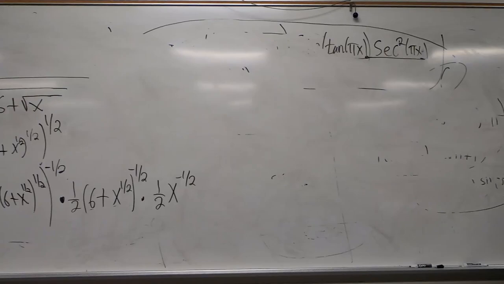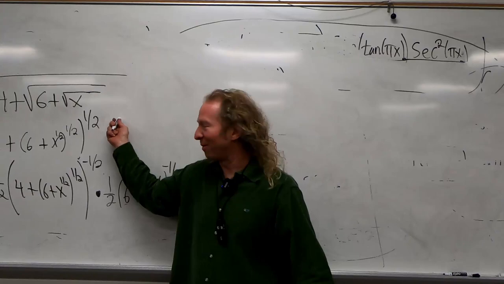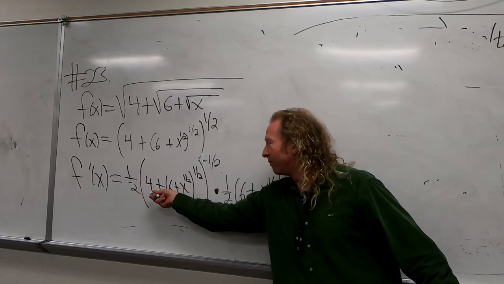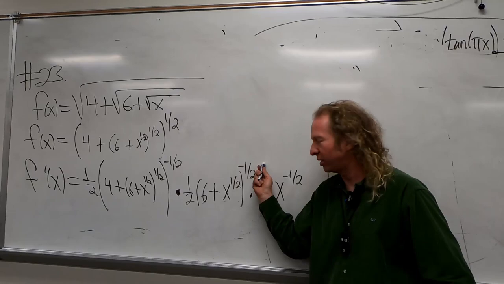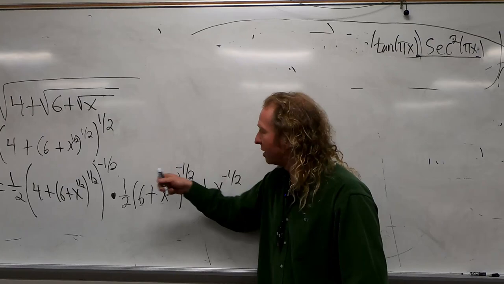Okay, so we have this to the 1/2. Put the 1/2 in the front, subtract 1, and then take the derivative of this. This is 0, so this derivative here is 1/2. Leave this untouched, subtract 1, you get here. Take this derivative here, this is 0. This derivative here is 1/2 x to the negative 1/2. So we're good. This will clean it up.